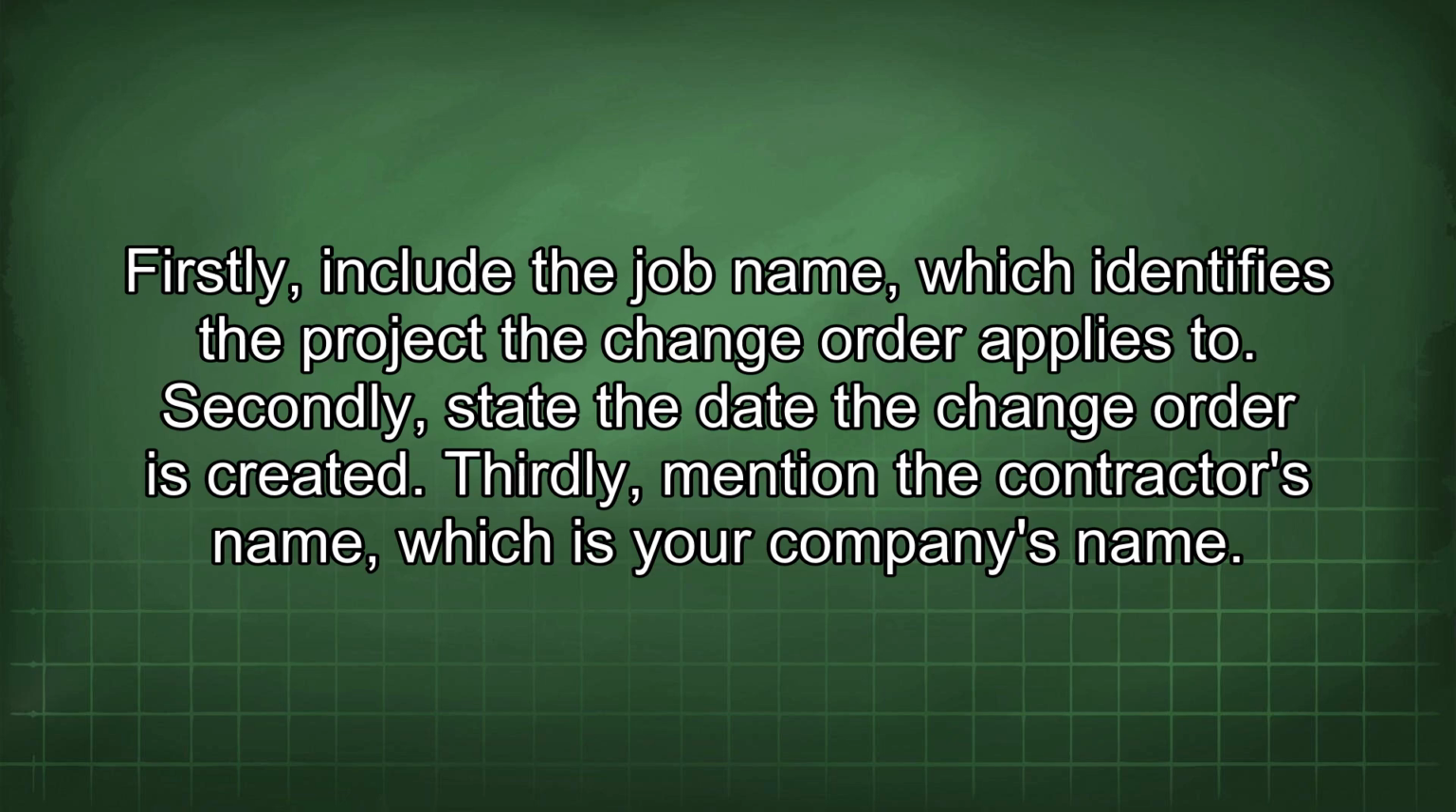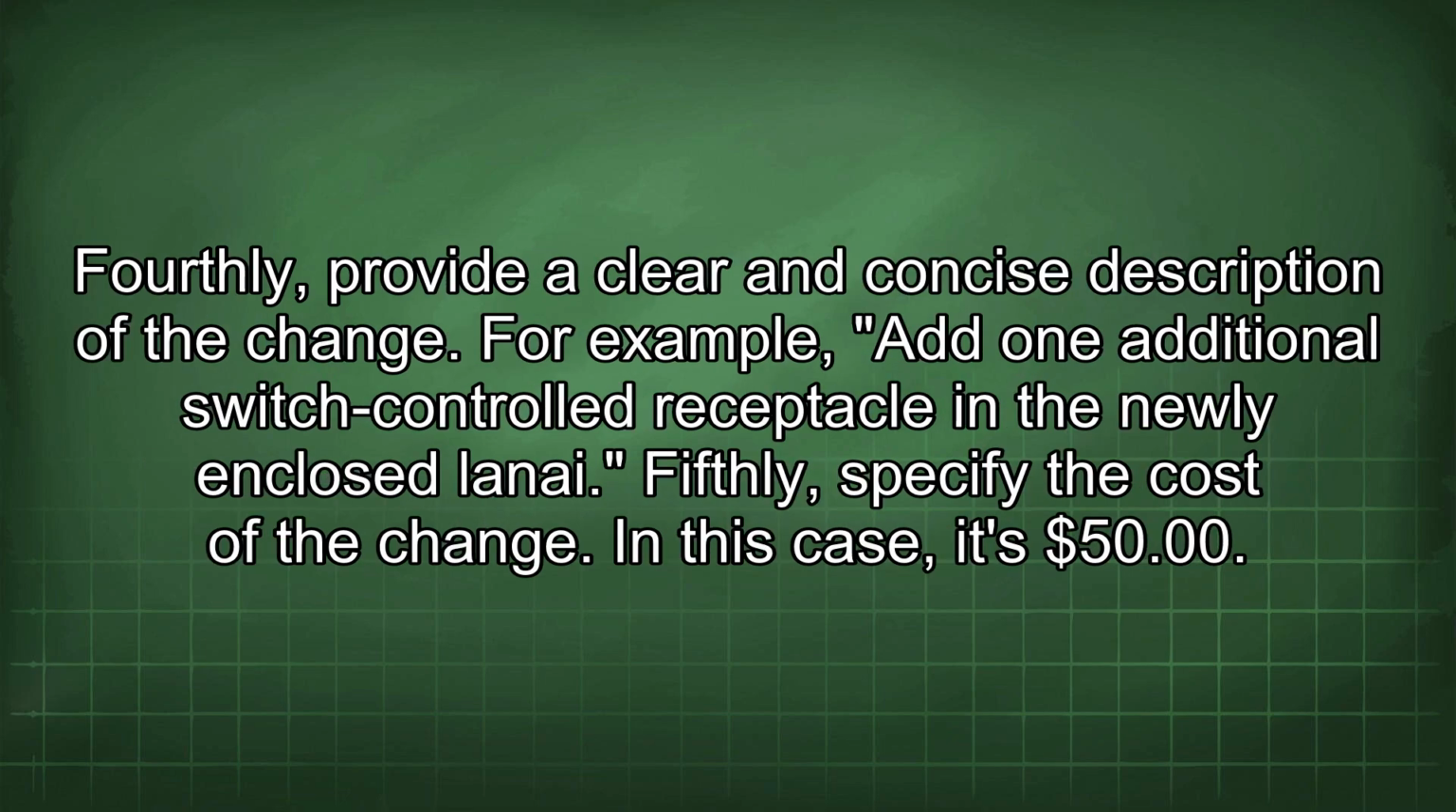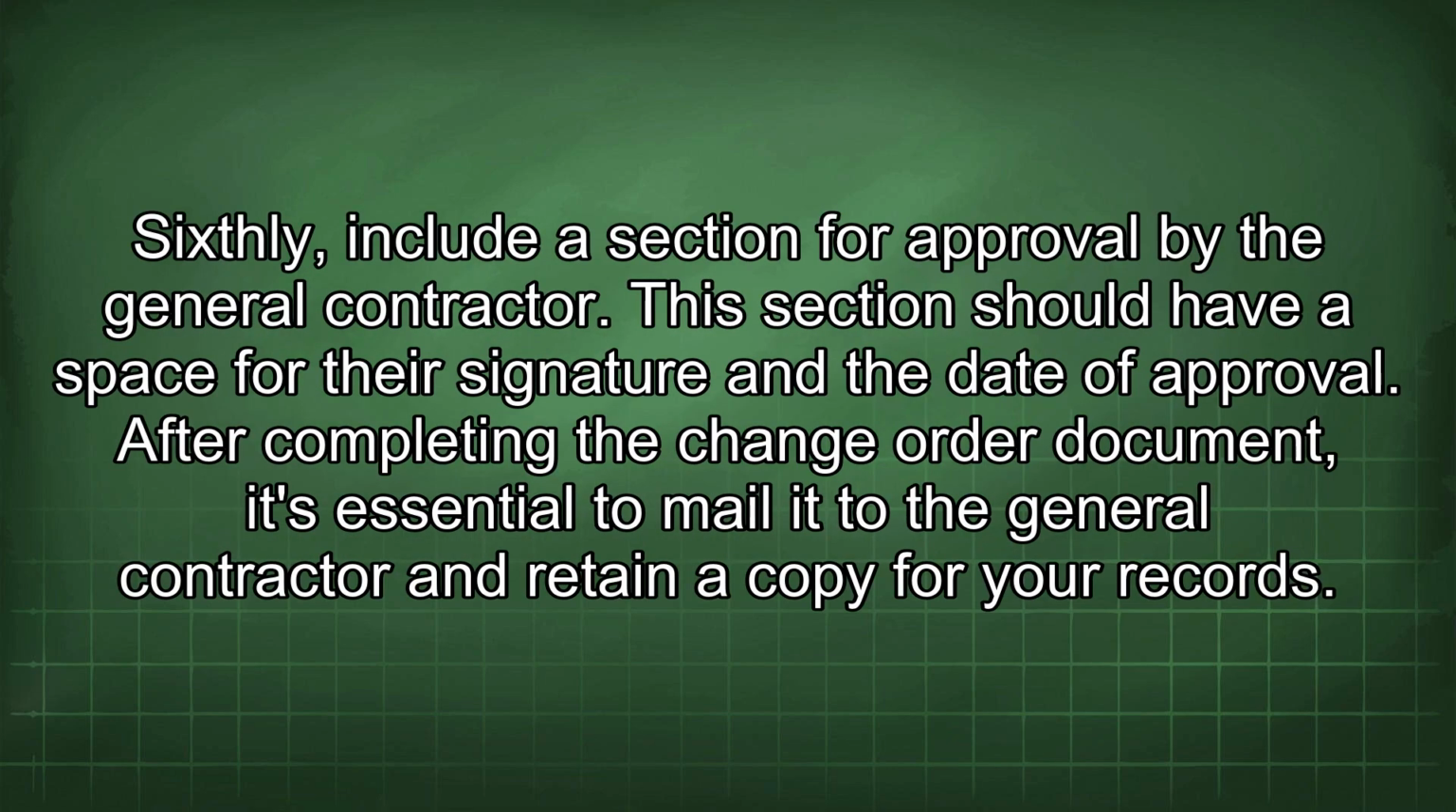Thirdly, mention the contractor's name, which is your company's name. Fourthly, provide a clear and concise description of the change. For example, add one additional switch-controlled receptacle in the newly enclosed liner. Fifthly, specify the cost of the change. In this case, it's $50. Sixthly, include a section for approval by the general contractor. This section should have a space for their signature and the date of approval.